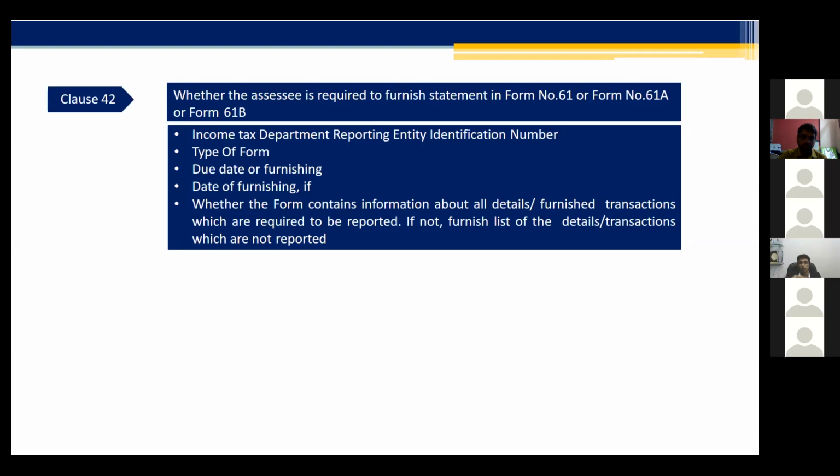Number two, you have to arrive at those transactions, list out those transactions, where this is applicable, which needed to be reported and have not been reported. If he was required and he has reported in Form number 61, 61A, 61B, but he has missed out certain transactions, then also you are required to furnish those lists which are not reported. So technically, all these transactions need to be verified when you are designing your audit process. To whom do Form number 61, 61A, 61B apply?